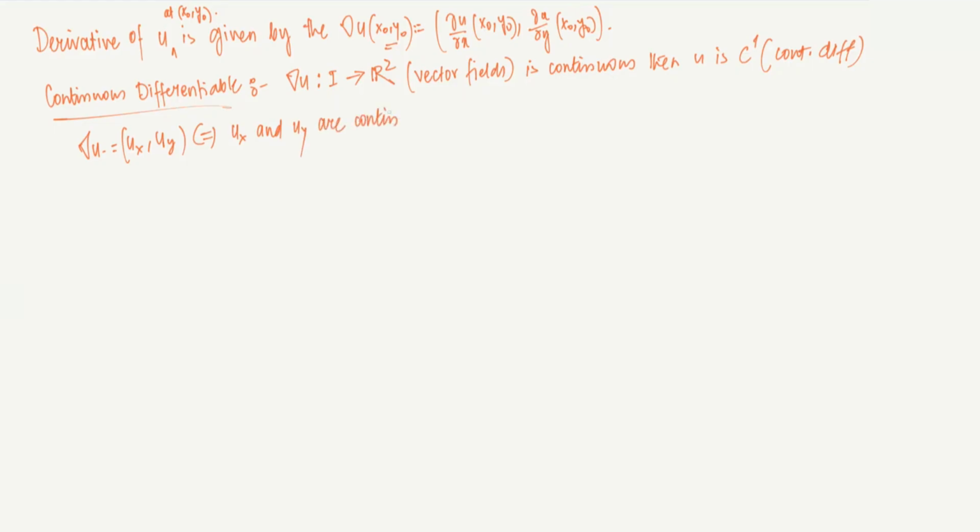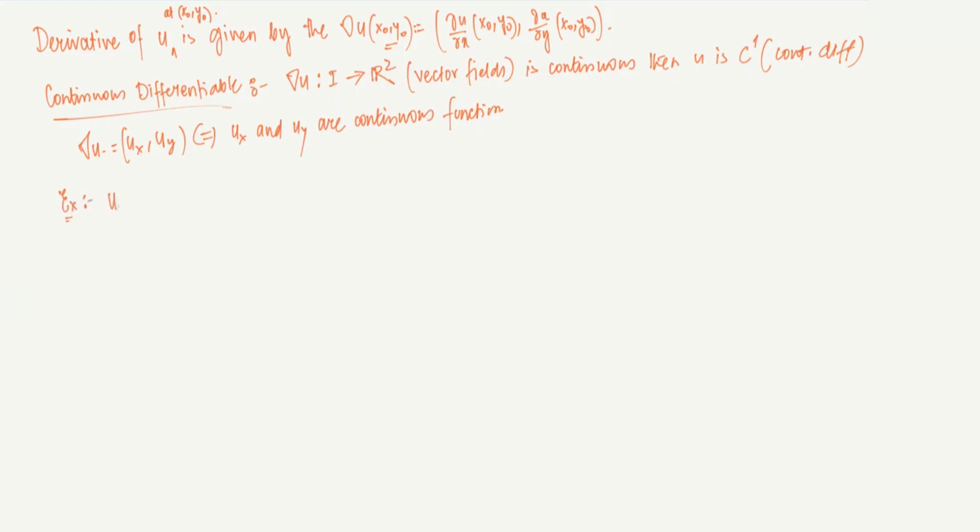So whenever I say that a real valued function is continuously differentiable, a real valued function is continuously differentiable if both the partial derivatives exist, of course, and they are continuous. In three dimensions, u with respect to x, u with respect to y, u with respect to z, all three have to exist and they have to be continuous. That's all.